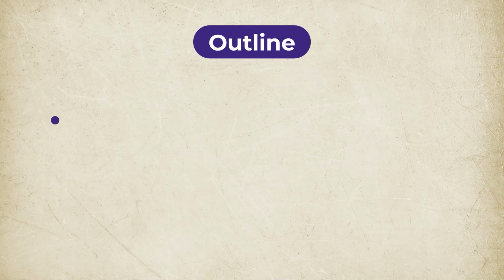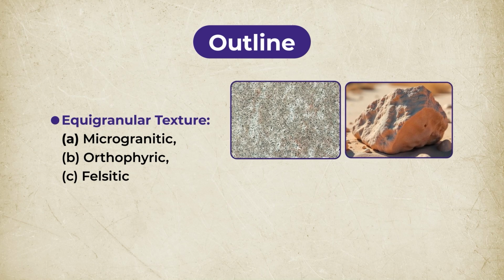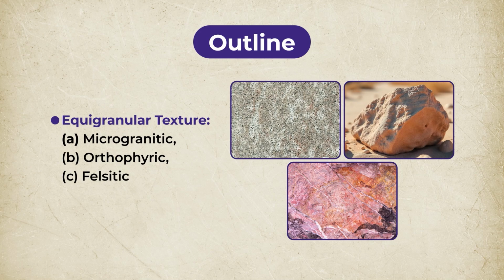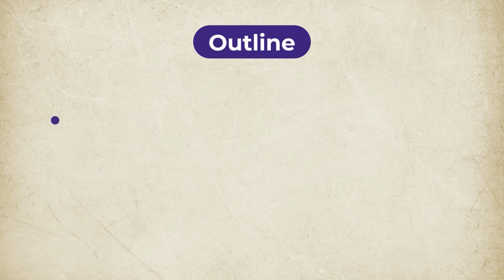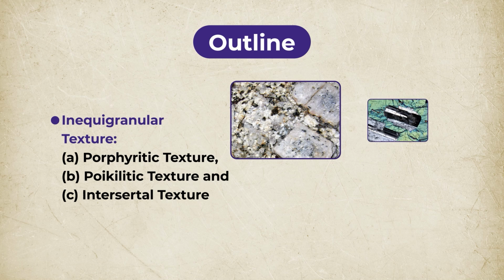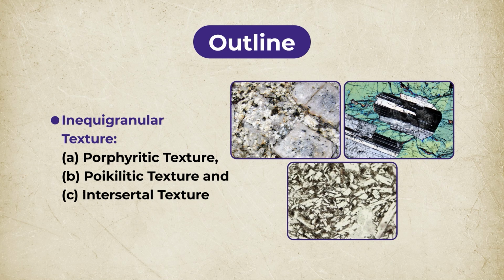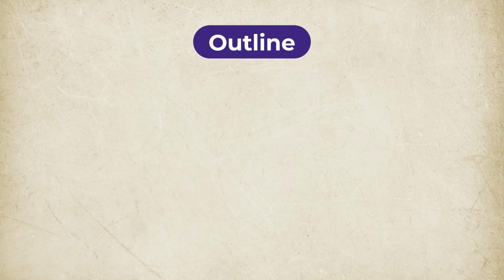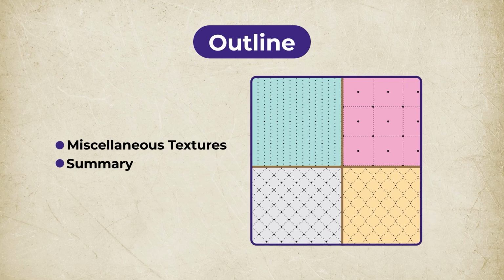Now, the fourth one is the mutual relationship among crystals and non-crystalline matrix. This will be discussed in this video. So, equigranular texture is of three types basically: microgranitic, orthophyric and felsitic. Then inequigranular texture is of three types: porphyritic texture, poikilitic texture and intersertal texture. And the last one is miscellaneous textures, and lastly we will summarize the entire discussion.